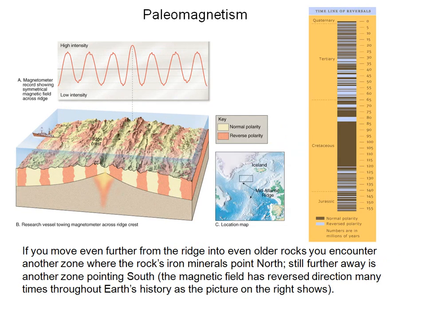If you move even further from the ridge into even older rocks, you encounter another zone where the rock's iron minerals point north. Still further away is another zone pointing south. The magnetic field has reversed direction many times throughout history, as the picture on the right shows.